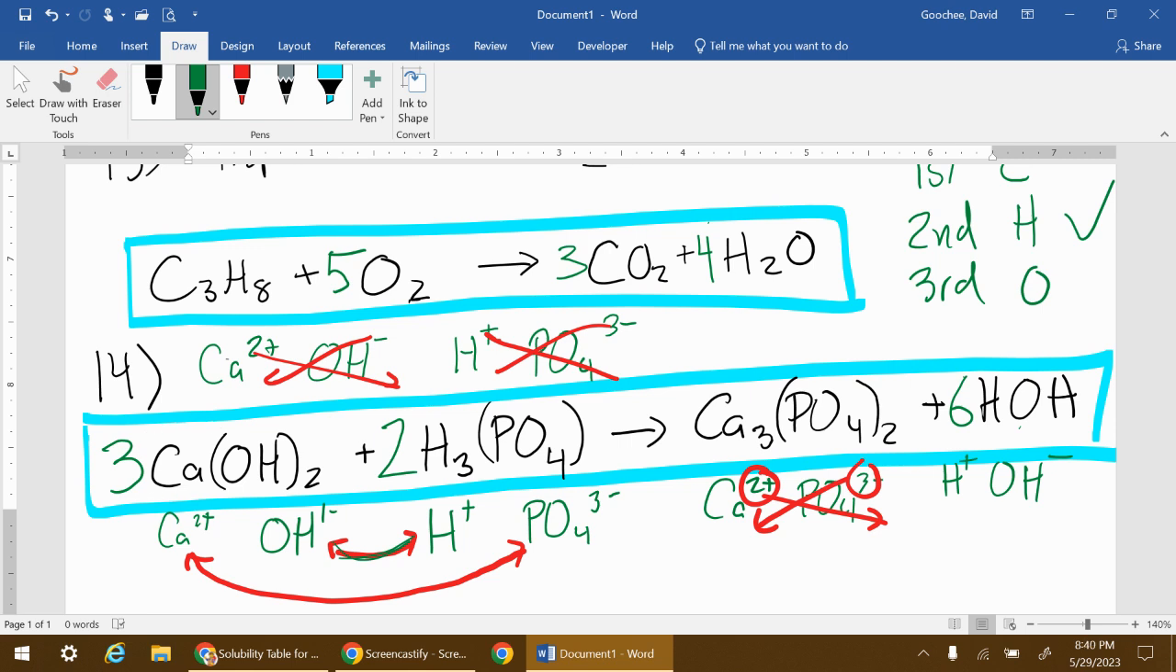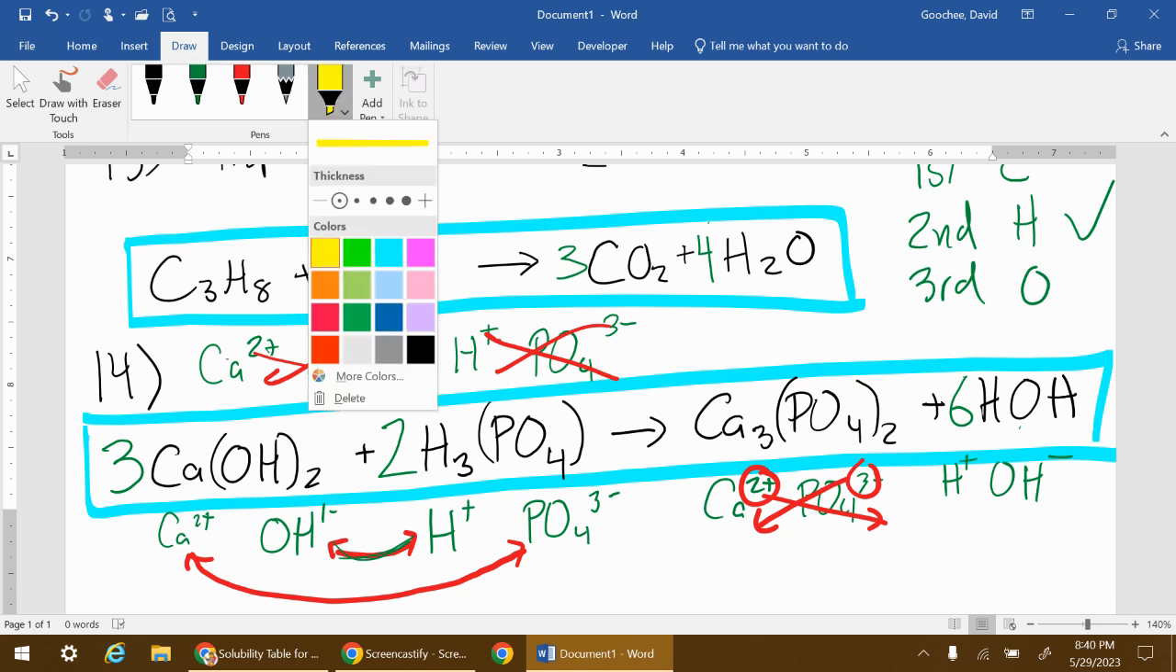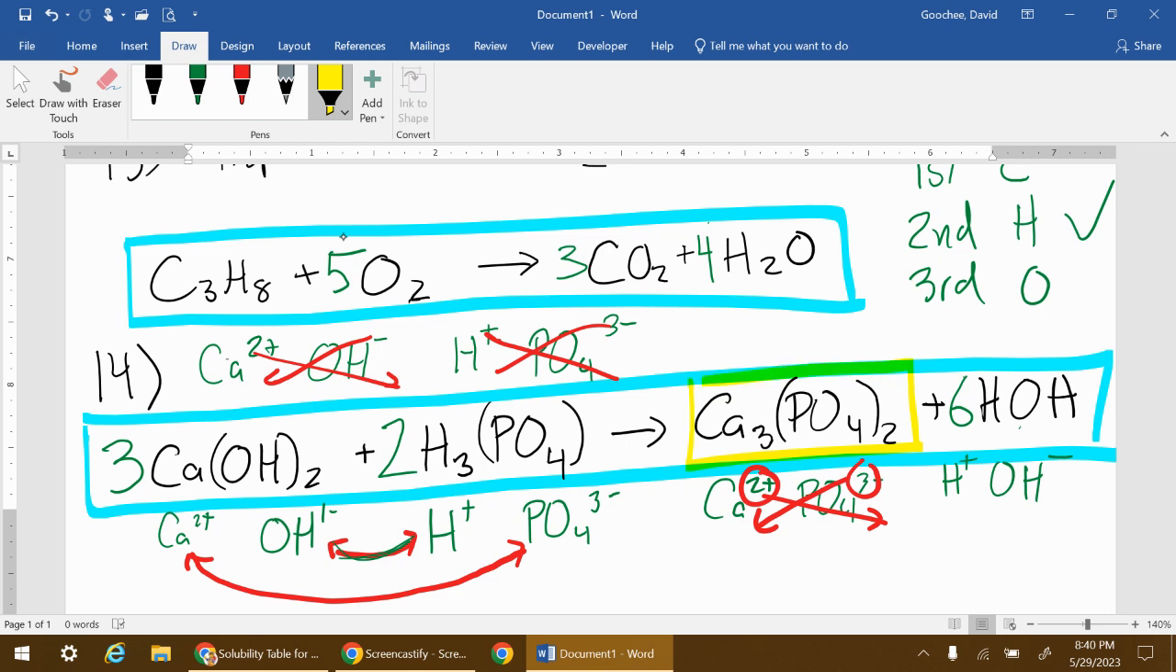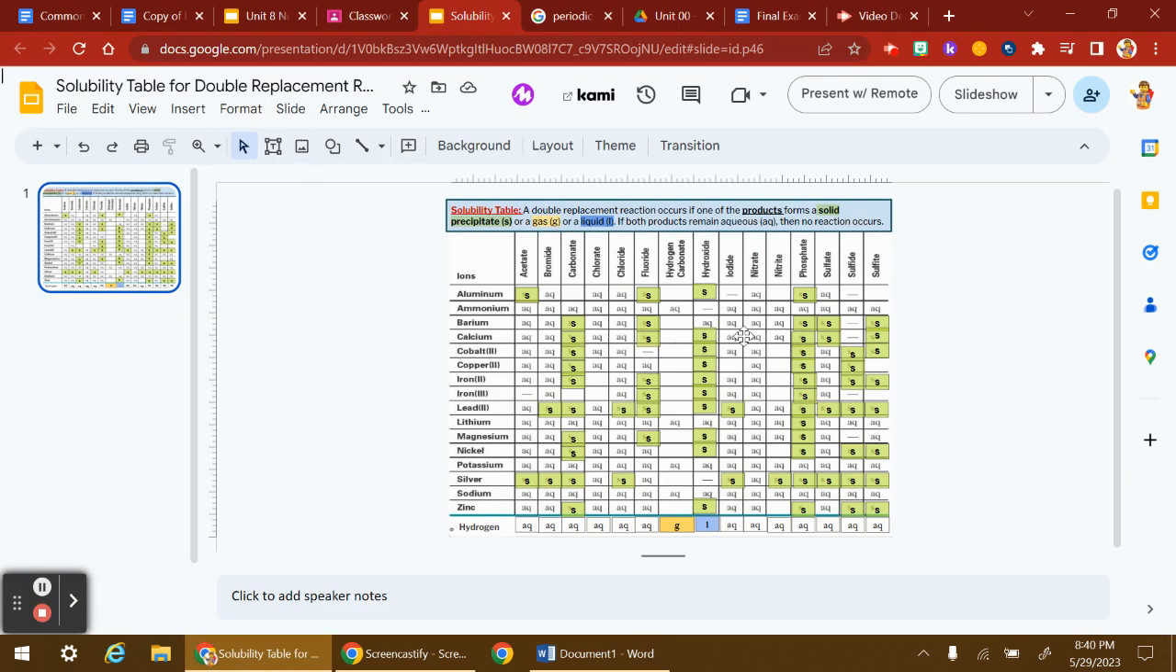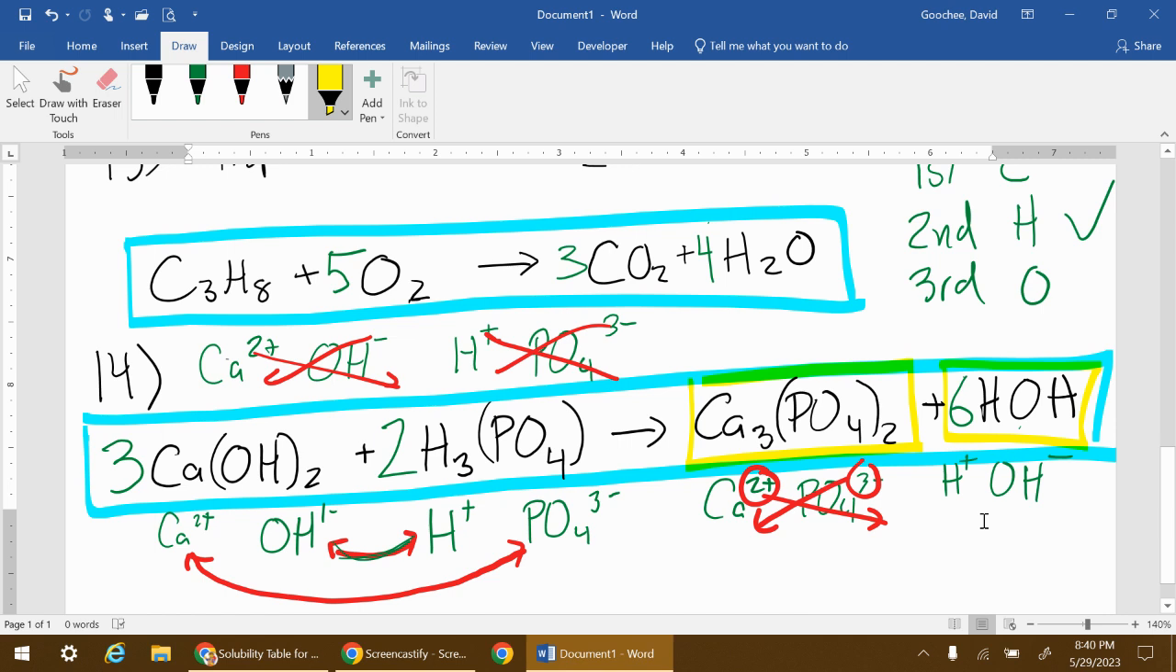Now, another double replacement reaction only occurs if one of our products forms a solid, a liquid, or a gas. So I'm going to go back here. Calcium phosphate, let's take a look. Oh, calcium phosphate is a solid. And you know what? Hydrogen hydroxide is a liquid. Water is a liquid. Any reaction that produces water is going to happen. So both of these guys cause the reaction to go. You only need one of them, but both of them make the reaction go in this case. A bit of overkill.